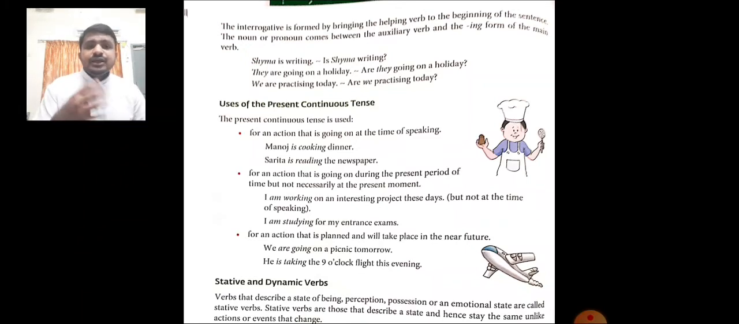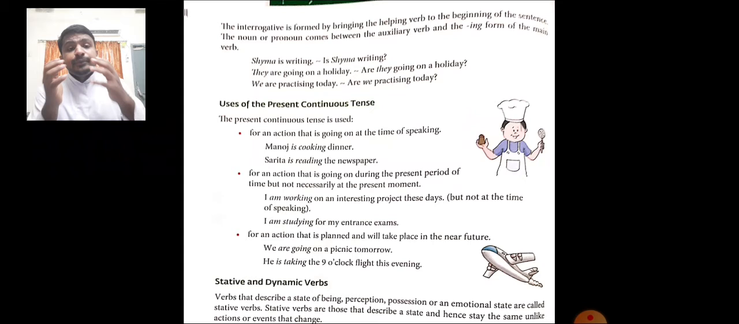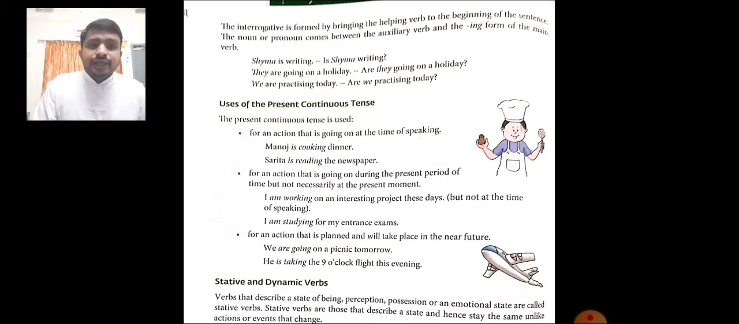And the last one is for an action that is planned and will take place in the near future. Now you are sure that an action is going to happen in your life, or something you have planned, and that will be happening in the near future. For example, we are going on a picnic tomorrow. He is taking the 9 o'clock flight this evening.